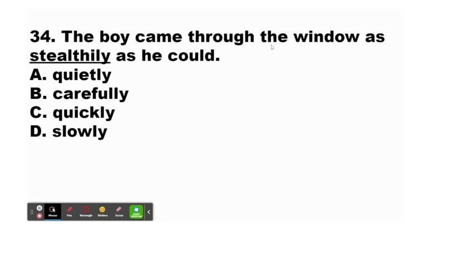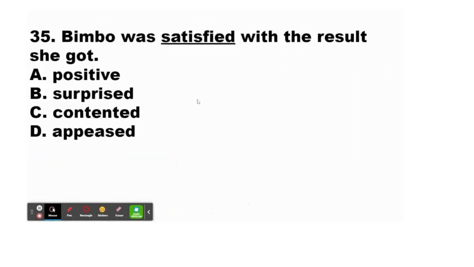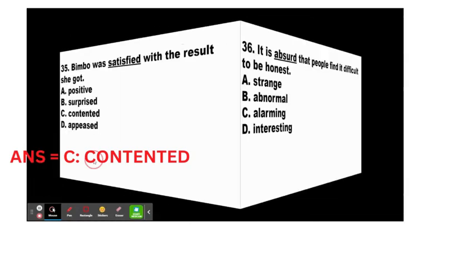34. The boy came through the window as stealthily as he could. A, quietly, B, carefully, C, quickly, D, slowly. Now, stealthily here refers to quietly, so option A is correct. 35. Bimbo was satisfied with the result she got. A, positive, B, surprised, C, contented, D, appeased. Option C is correct. Contented. When you are contented, you are satisfied. All right. Option C is correct.